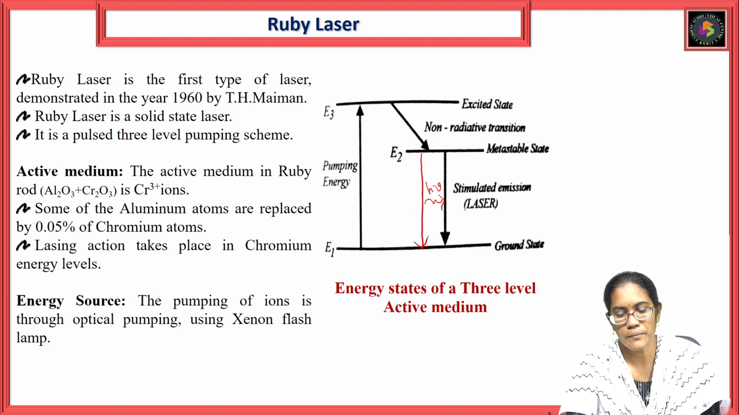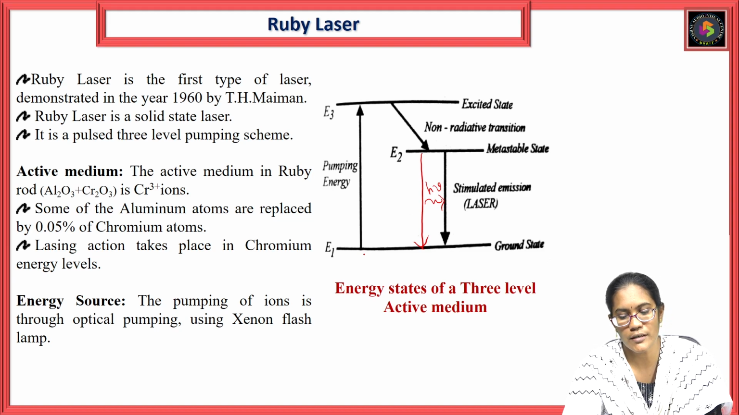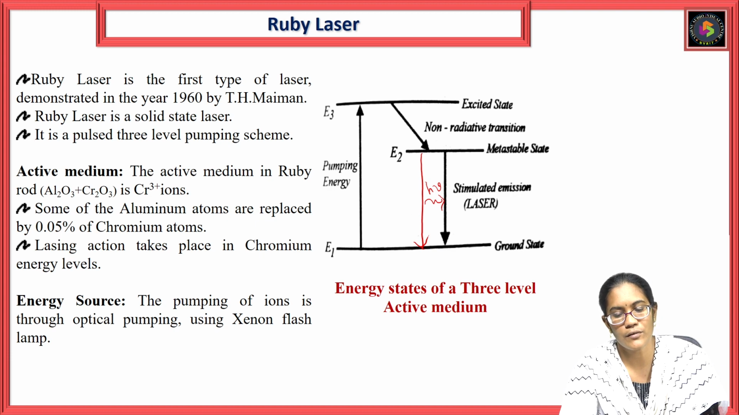So what is the first step? The first transition is the pumping transition. The ground state atoms take the pumping energy source and go to the higher energy state. That transition is E1 to E3, and it is called the pumping transition.